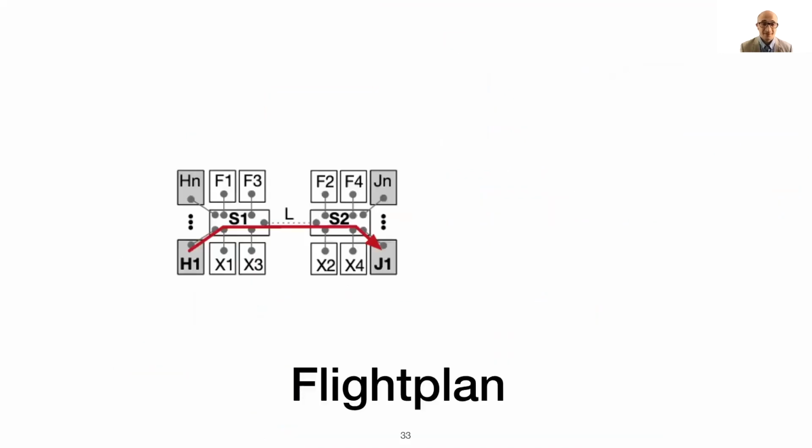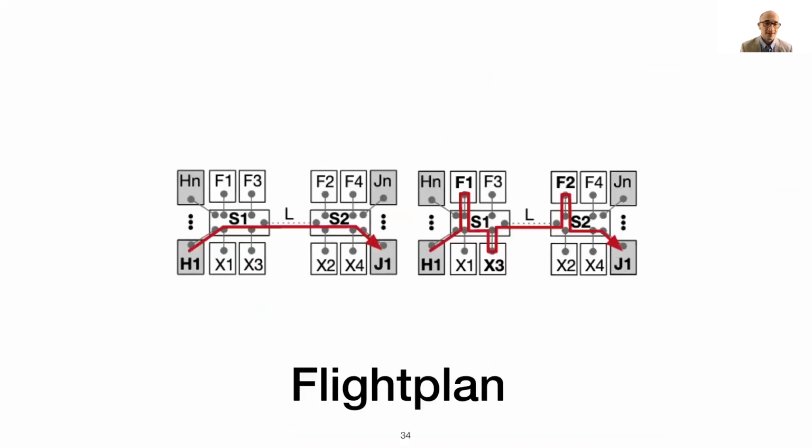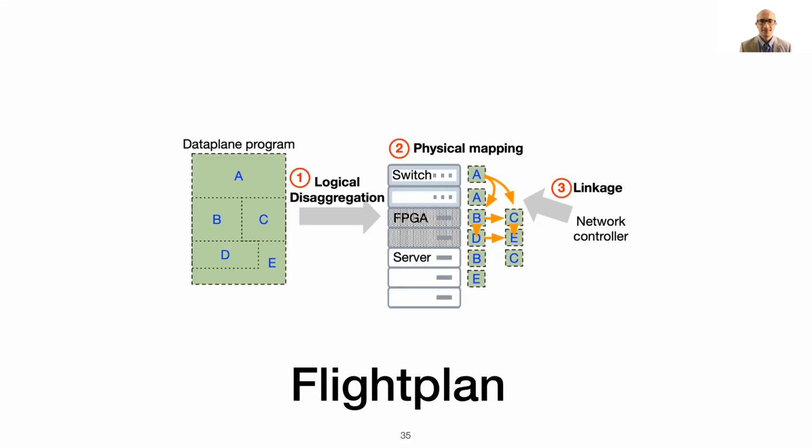The basic idea in Flightplan is that it detours the flow of traffic in order to flow through data planes that can progressively advance the computation of the distributed program. The Flightplan process is organized into 3 phases. First, the program is disaggregated into subprograms. Second, each subprogram is mapped to hardware. And third, the individual subprograms are linked with one another in a way that is analogous to how linking works in traditional programming.